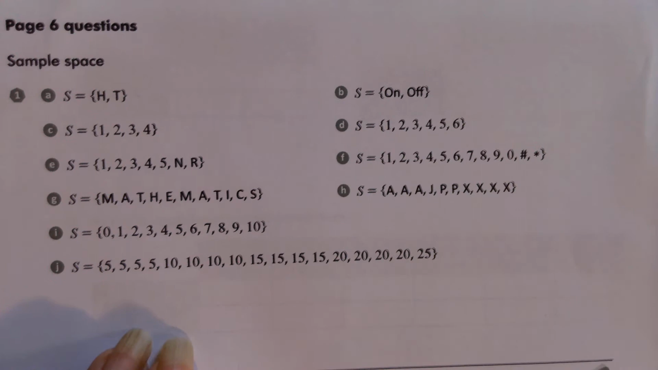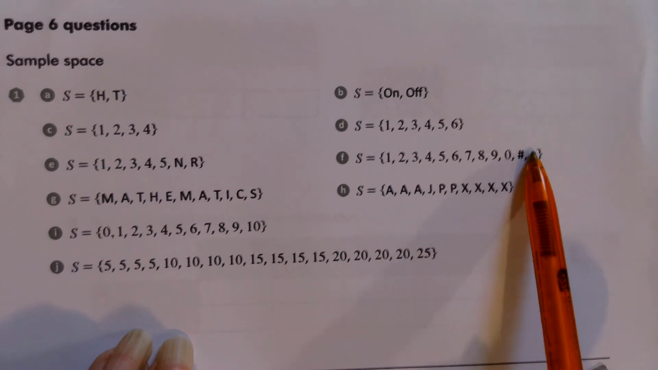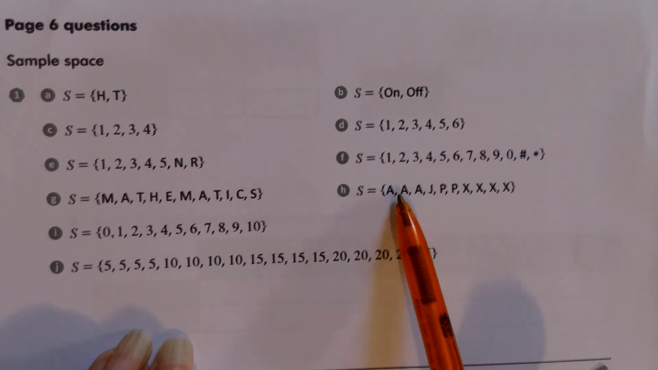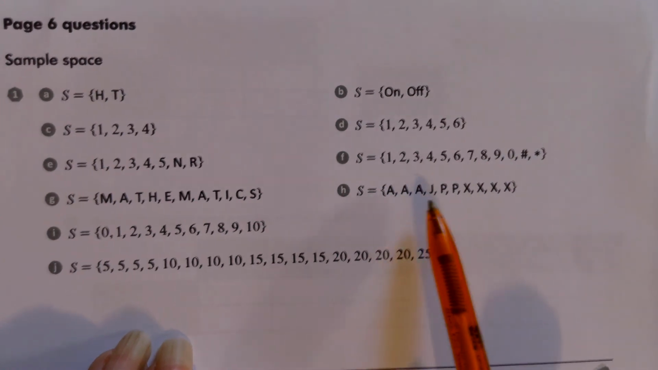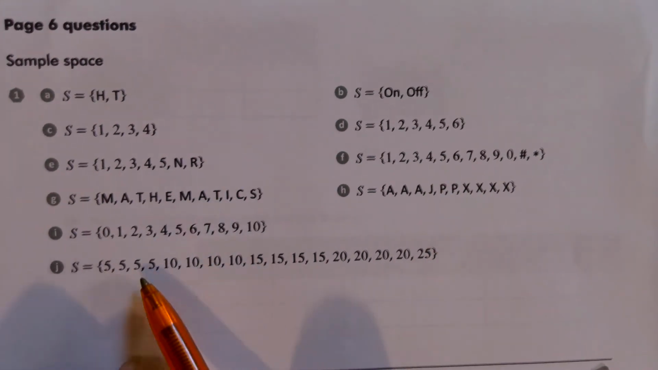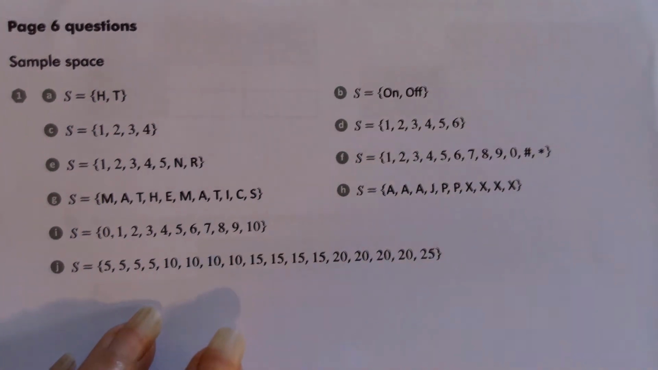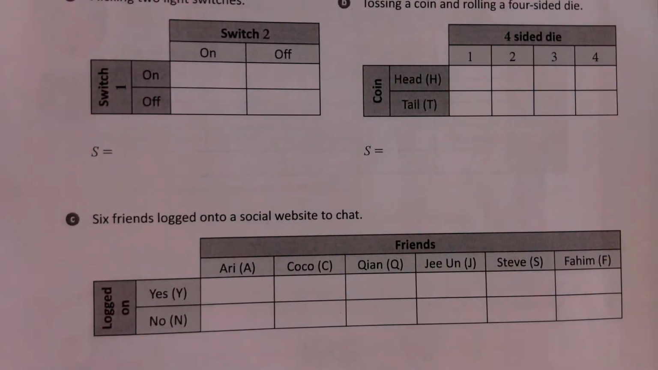Okay, check your answers. How did you go? Did you remember neutral and reverse? Do you remember these are on your keypad? More than one A, P and X? Did you get all of these? Okay, well done. Let's have a look at the next question.